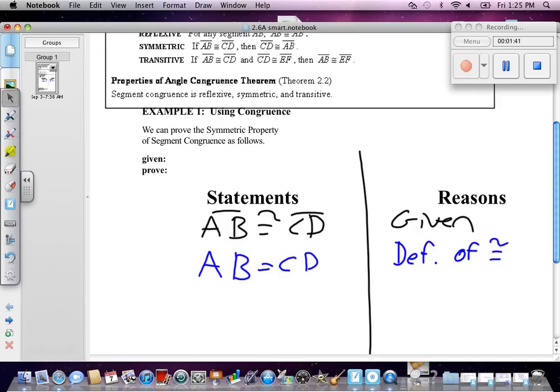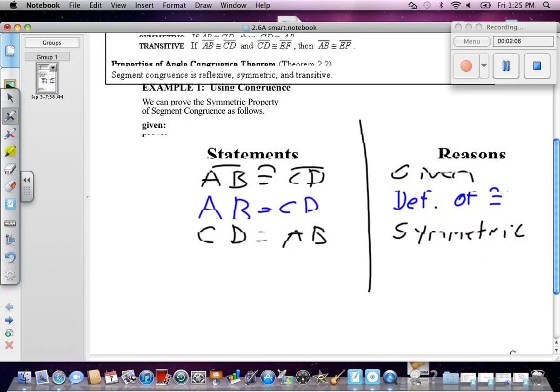Now, if I say CD equals AB, what did I do to these? I just switched it. Which property is that? Symmetric. See, look at symmetric at the top. Do you see how it's AB is congruent to CD, then CD is congruent to AB? Do you see how reflexive is different? They're both the same. That's important. Everybody gets those mixed up.